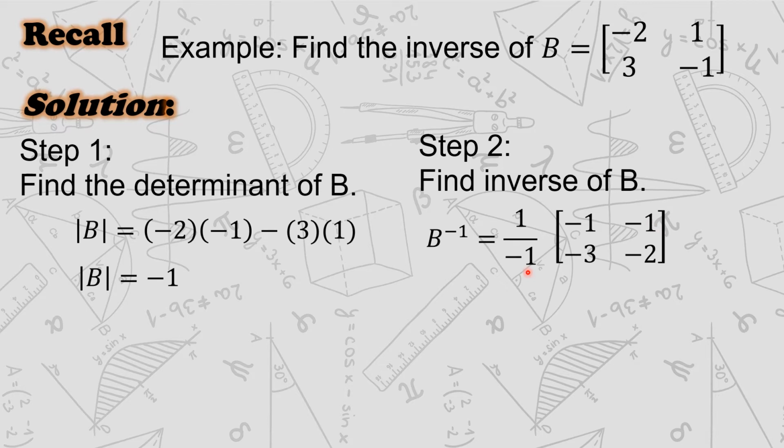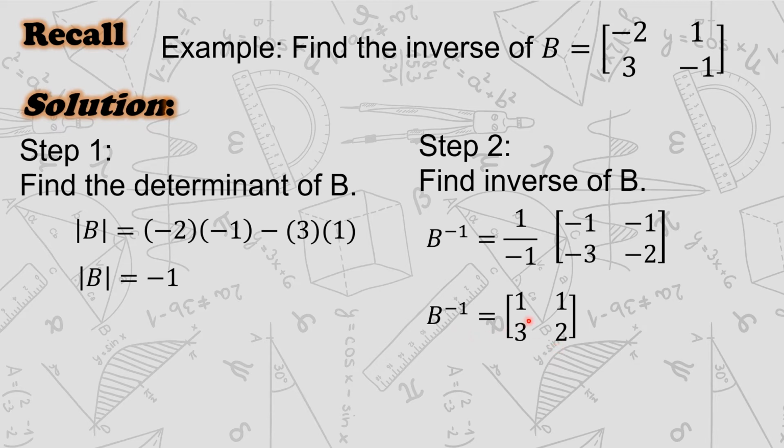1 over negative 1 is negative 1, and then we'll do scalar multiplication with the matrix. So we have the inverse of matrix B as negative 1 times negative 1, that is 1. Negative 1 times negative 1, that is 1. So we have 1, 1 on the first row. And then negative 1 times negative 3 is positive 3. Negative 1 times negative 2 is positive 2. So we have 3, 2 on the second row of the inverse of matrix B.